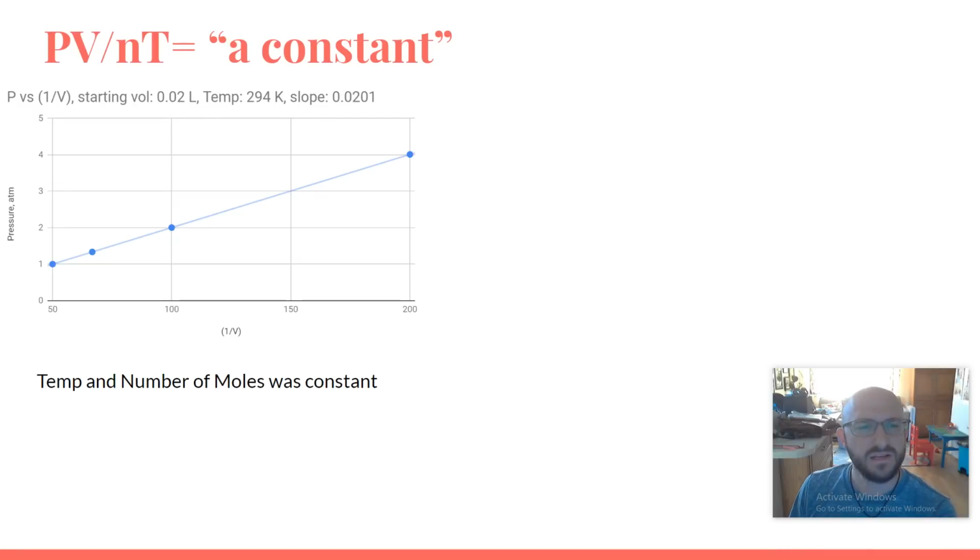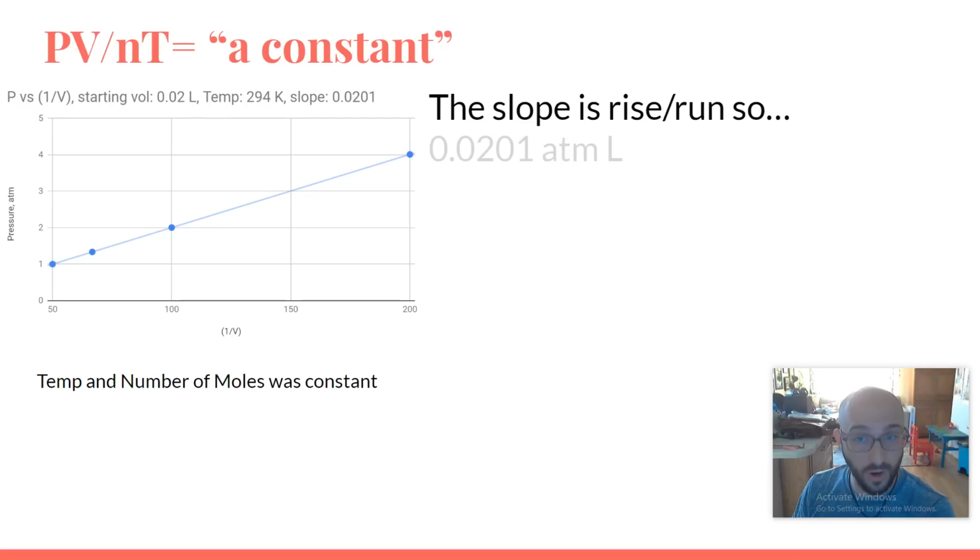So that means that since the temperature and the number of moles was constant, my slope, which is rise over run, is 0.0201 atmosphere times liters. Okay, well that's a little weird, but that's what I got. If you were also looking at your pressure and 1 over volume graph, the slope has units of atmospheres times liters, or kilopascals times liters, if that's what you measured your pressure in.